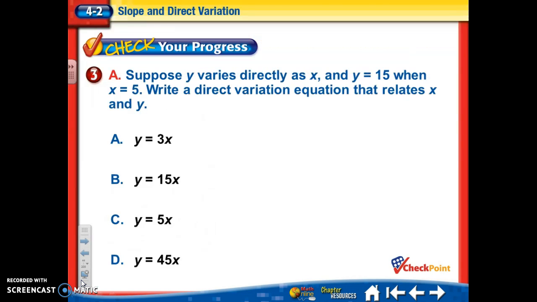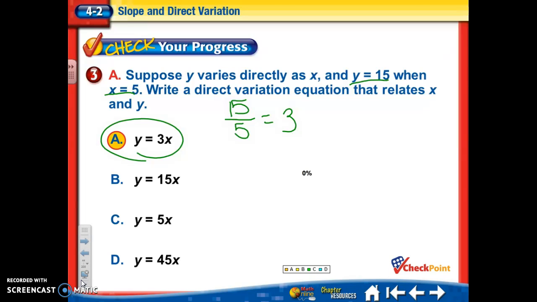What I wanted to do, though, was this shortcut. Here we've got a direct variation, and I know that y is 15 when x is 5. So if I want my slope, it's y divided by x. So 15 divided by 5 is +3. So I just need to look at the equations. That is the one that lists my slope value as being 3, and that is my pick.